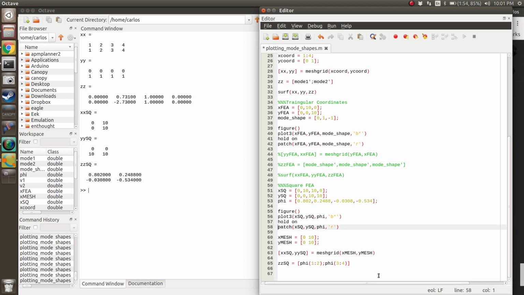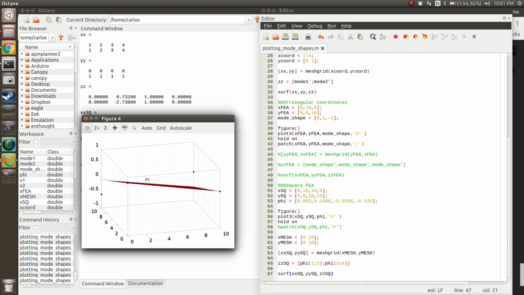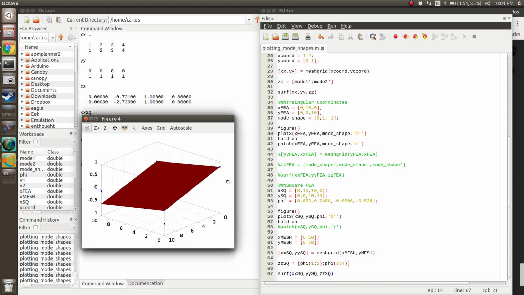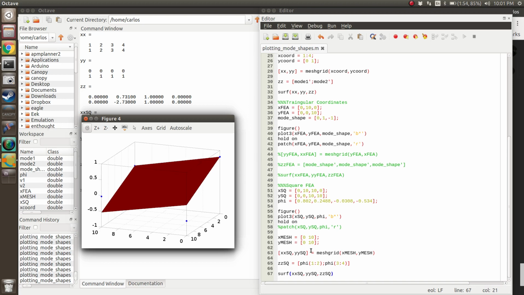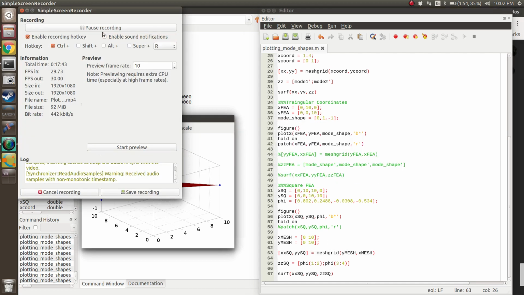Let's comment out the patch and do surf: xx square, yy square, ZZ square. Alright, so I am off on some points here. There's a million things that could go wrong here. I mean, this could be swapped. No. Alright, I'm going to pause this because it's me figuring this out.